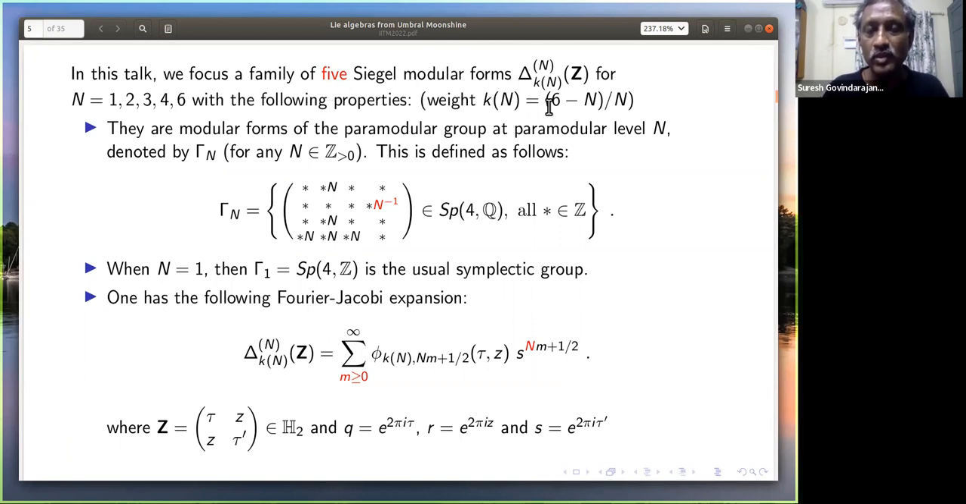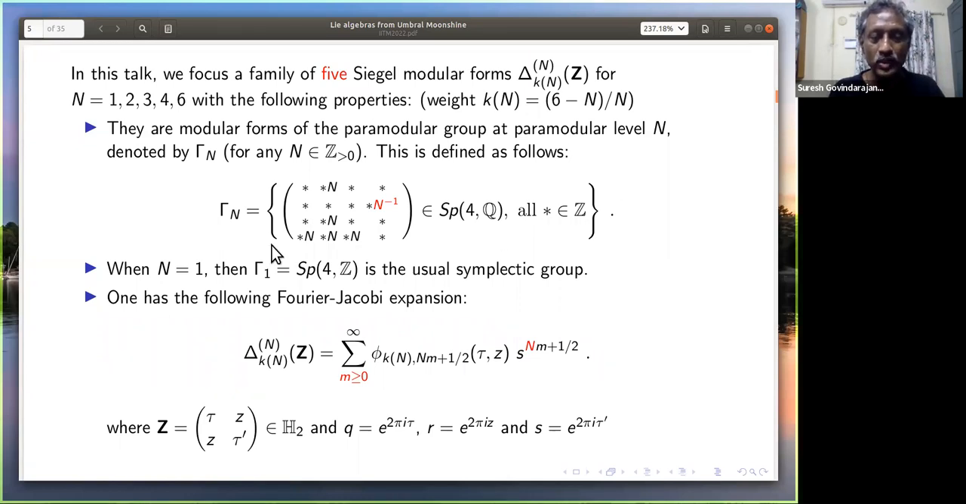What we are going to do here is focus on a family of five Siegel modular forms. Delta is just a symbol for the Siegel modular form, and I'll explain later what n is, but of weight k, and there are five of them, with a positive integer n associated with each: 1, 2, 3, 4, and 6. There's no 5. The weight k of n is given by (6 minus n) over n. For instance, for n equal to 6, the weight is 0. These are modular forms of something called the paramodular group at paramodular level n. This is a real mouthful, denoted by gamma n, which exists for any positive integer n.